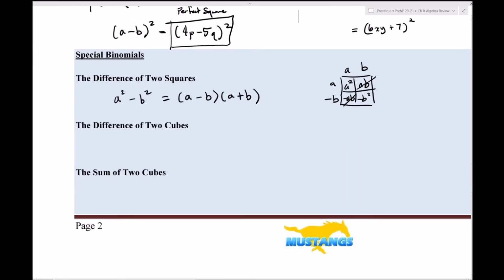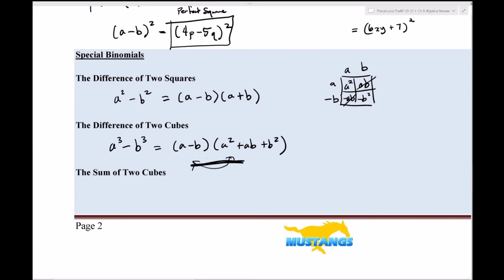The difference between two cubes, a cubed minus b cubed. This factors as a minus b, a squared plus ab plus b squared. And you can verify by multiplying these two in a 2 by 3 box or rectangle. It's not a square if it's a 2 by 3. And you'll get a cubed minus b cubed, which I will not verify here.